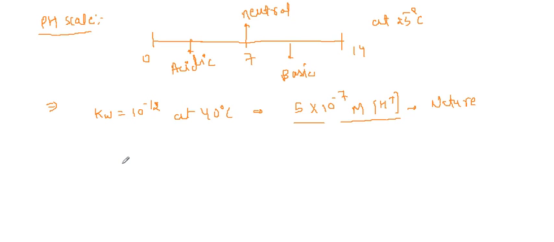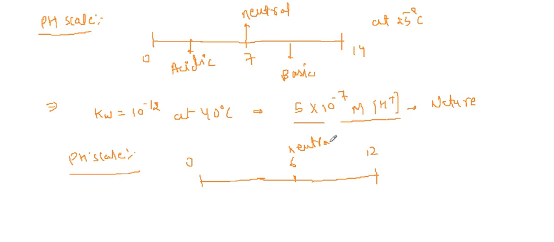So Kw is 10 to the power minus 12. Now we know the pH scale. If we try to draw the pH scale for that 40 degrees Celsius, then it will vary from 0 to 12. Now at 6 it will be neutral. Below it is acidic and above it is basic. So it is neutral at 6, on the scale from 0 to 12.